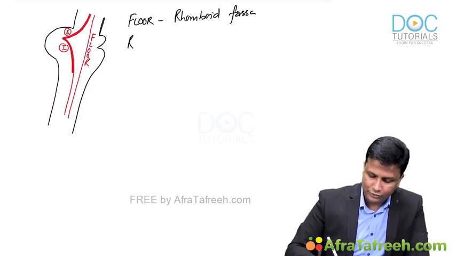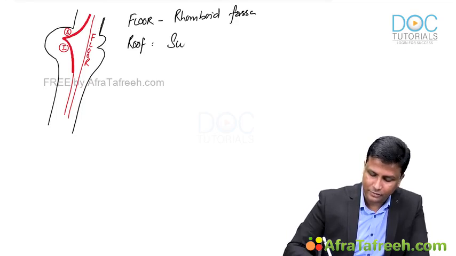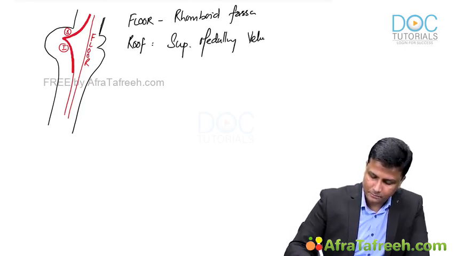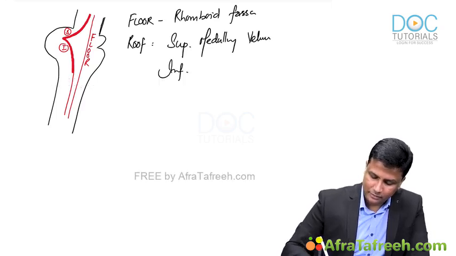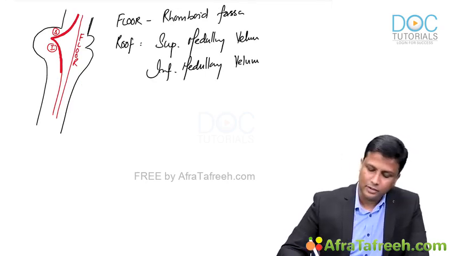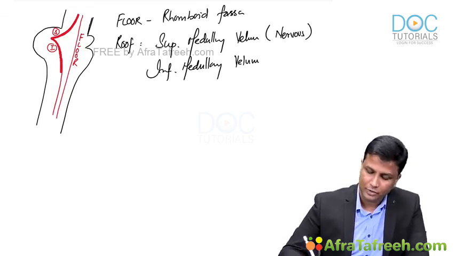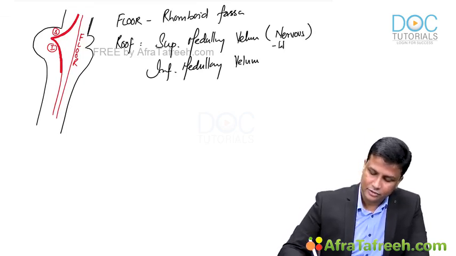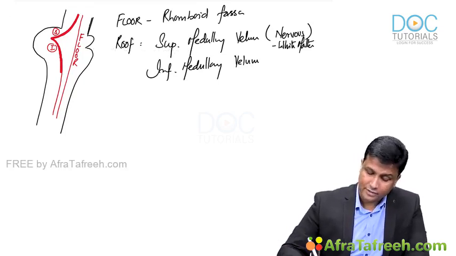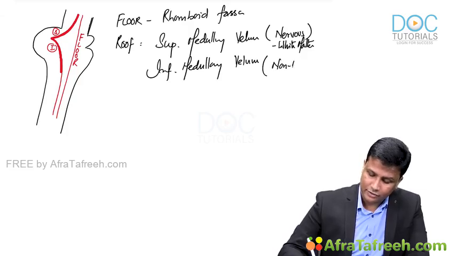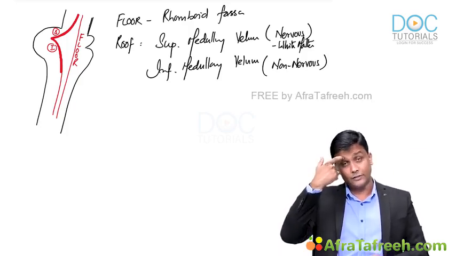Then what is forming the roof of the fourth ventricle? The roof of the fourth ventricle is formed by the superior medullary velum, and then there will be the inferior medullary velum. Out of these two, remember, the superior medullary velum is a nervous structure. It is nothing but white matter only, a bundle of axons. Whereas the inferior medullary velum is a non-nervous structure. It is actually the extension of the pia mater itself.